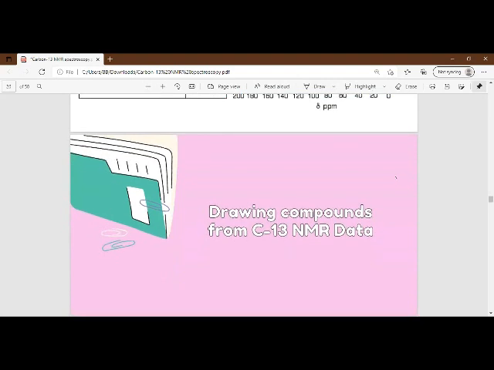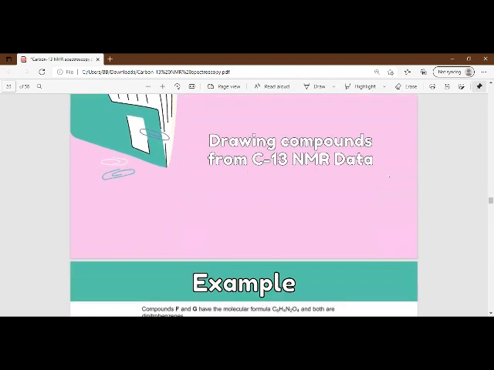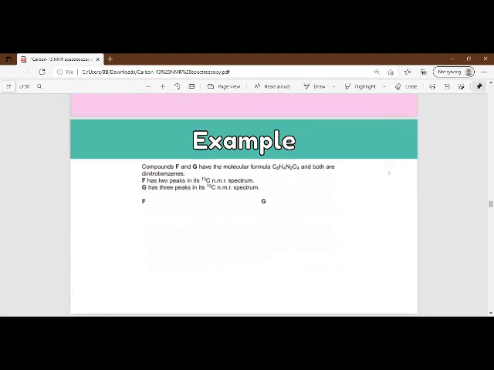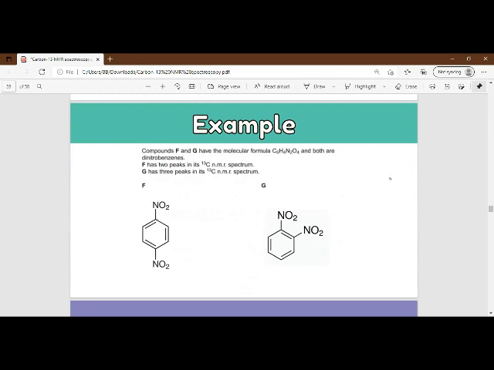So moving on to drawing compounds from carbon-13 NMR data. These are the examples. Compounds F and G have this molecular formula, and both are dinitrobenzene. F has 2 peaks, whereas G has 3 peaks. So I'm going to give the answer straight away. This is how it looks.